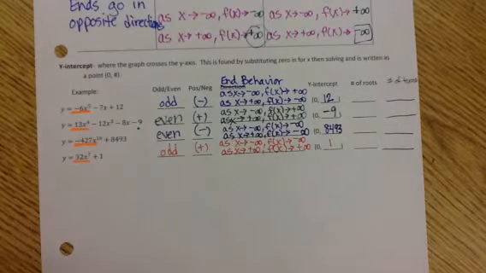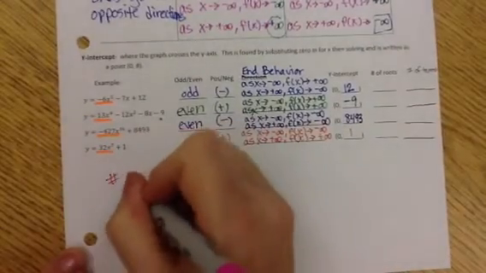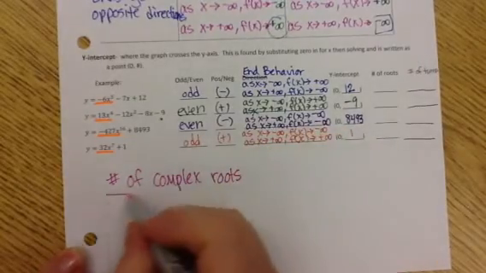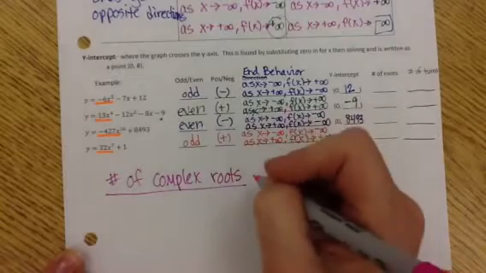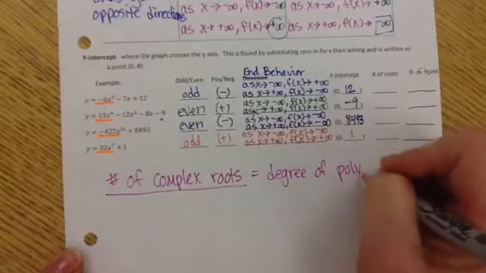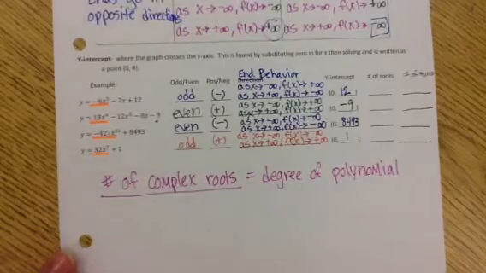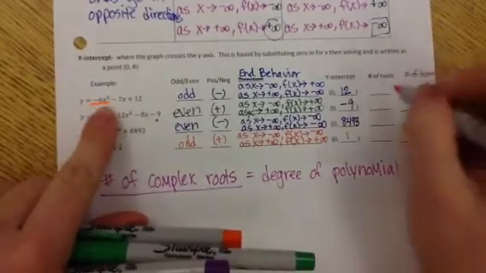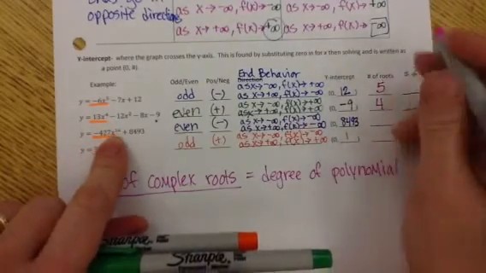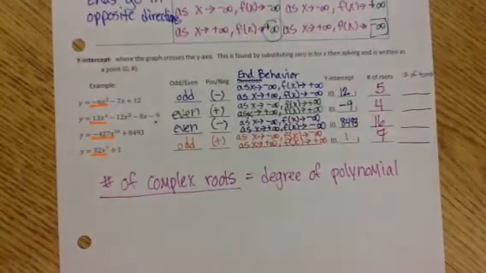The number of roots that a polynomial function will have, and it's actually the number of complex roots, because they might be real roots and they might be complex roots. But the number of complex roots total will be equal to the degree of the polynomial function. So as we work down our row, the degree is 5, so it will have 5 roots. The degree is 4, it will have 4 roots. This degree is 16, it will have 16 roots. This degree is 7, it will have 7 roots.